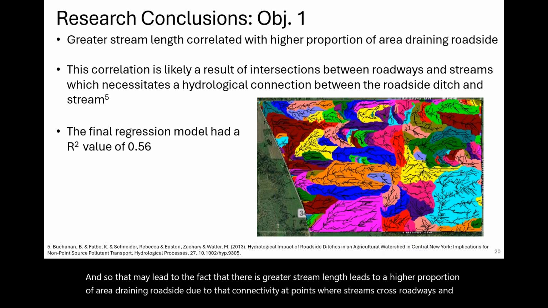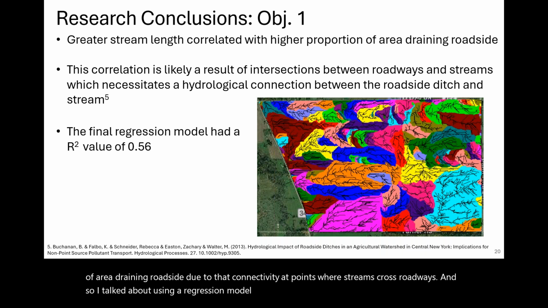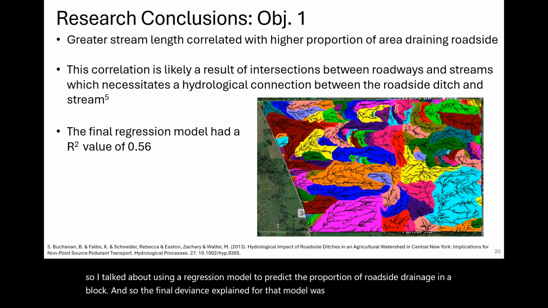And so I talked about using a regression model to predict the proportion of roadside drainage in a block. The final deviance explained for that model was 0.56.